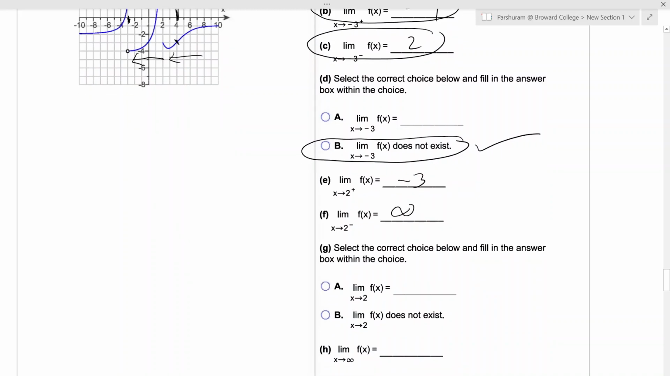To answer this question, you can see that the right hand limit and left hand limit are not equal. So the limit of the function when x approaches 2 does not exist.